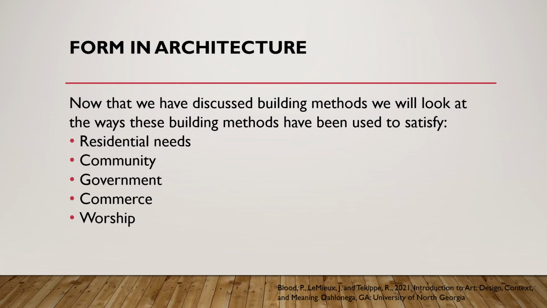When we begin discussing form in architecture, we address 5 primary functions for architecture: residential needs, community, government, commerce, and workshop. Now, your book is community and government together, but I split them up.